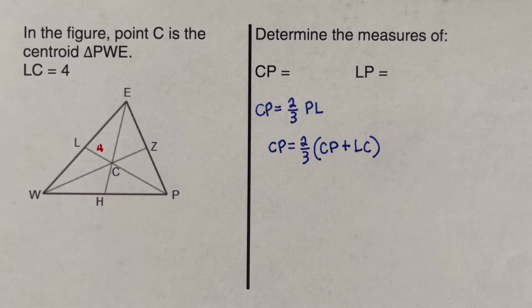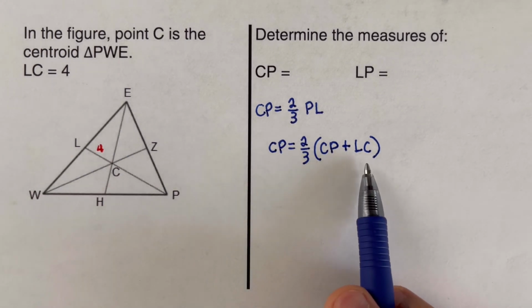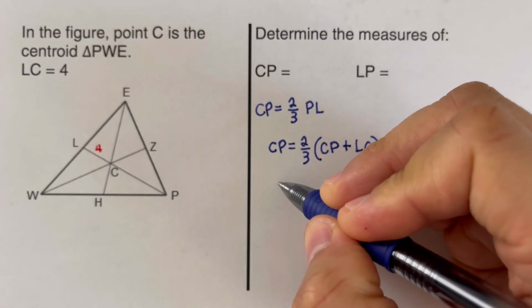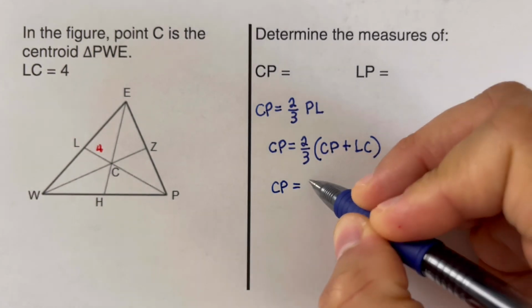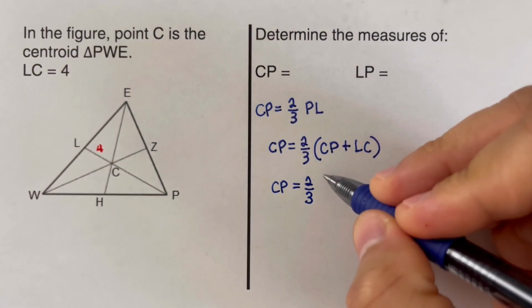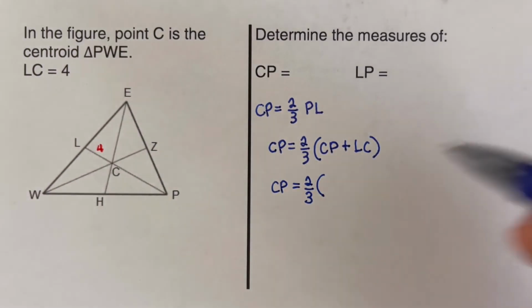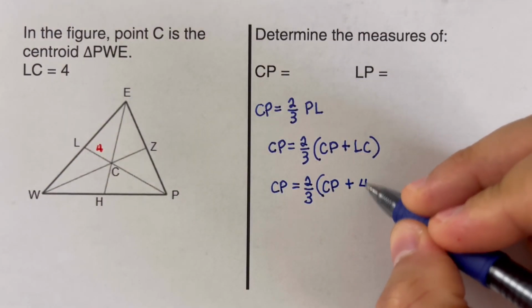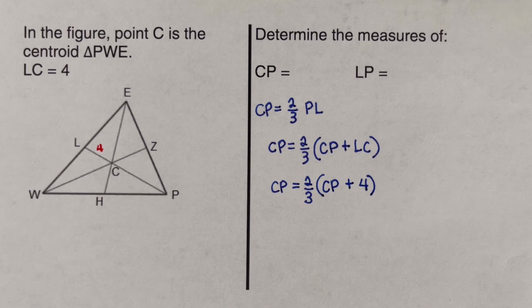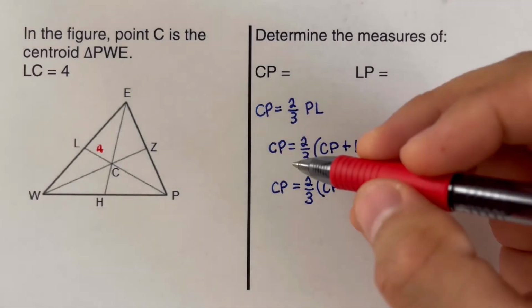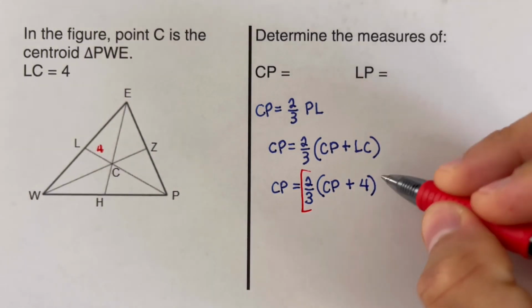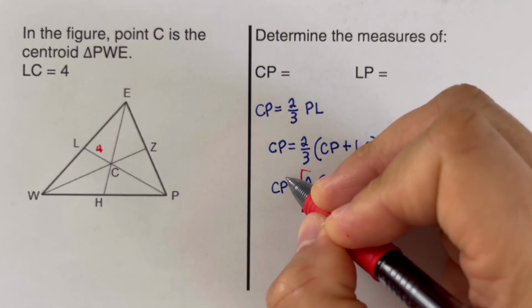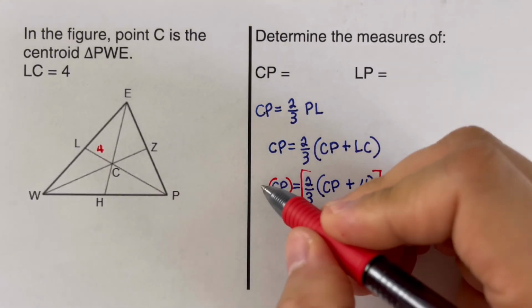So that we can go ahead and plug the values in. We're given LC is 4. So we put the 4 in here. So that is CP is equal to 2/3. Then we have CP plus our LC again is 4. So we need to get rid of the fraction. So in order that we can do that, we multiply both sides by 3 so that we can get rid of this denominator 3. So I multiply this by 3. I multiply the left side by 3 as well.